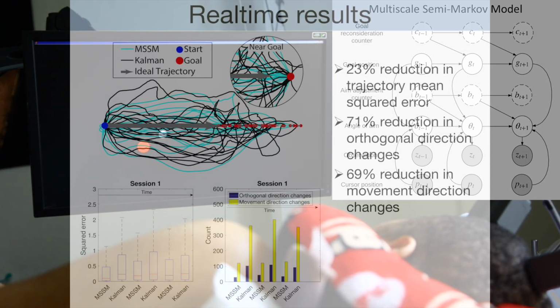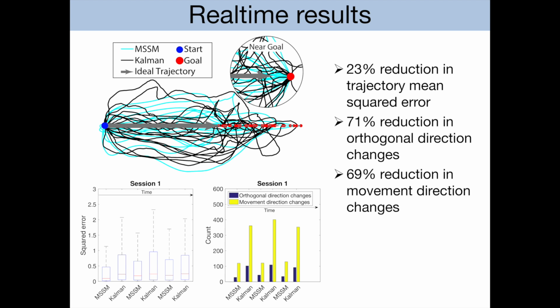angle. We evaluate mean squared error as well as two metrics that describe the smoothness of cursor trajectories, orthogonal direction changes and movement direction changes. As seen in the videos, the MSSM decoder yields an appreciably straighter and smoother trajectory than the Kalman approach. We hope that this MSSM decoder will become the basis for a novel and even more intuitive method of controlling external or internal devices with intracortical BCIs.